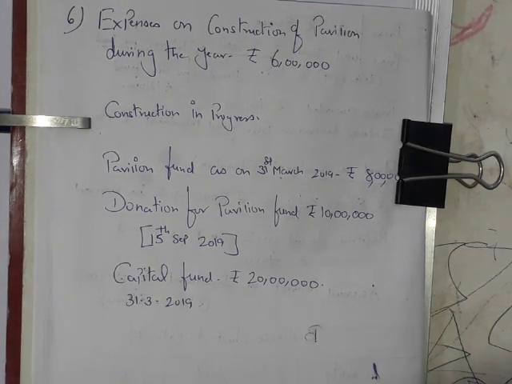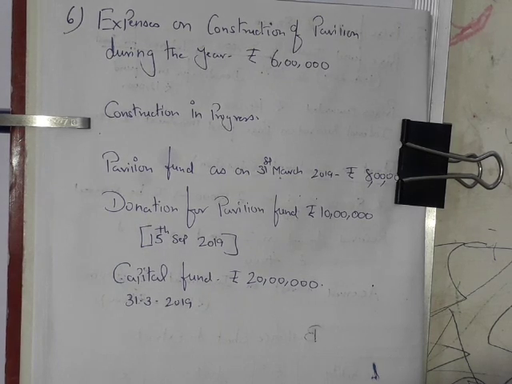But what amount will you show in your asset side? You will show what amount you spent for construction of the pavilion, that is 6 lakhs. Because as of now the cost of the pavilion is 6 lakhs. So only 6 lakhs will be recorded in the asset side of your balance sheet.